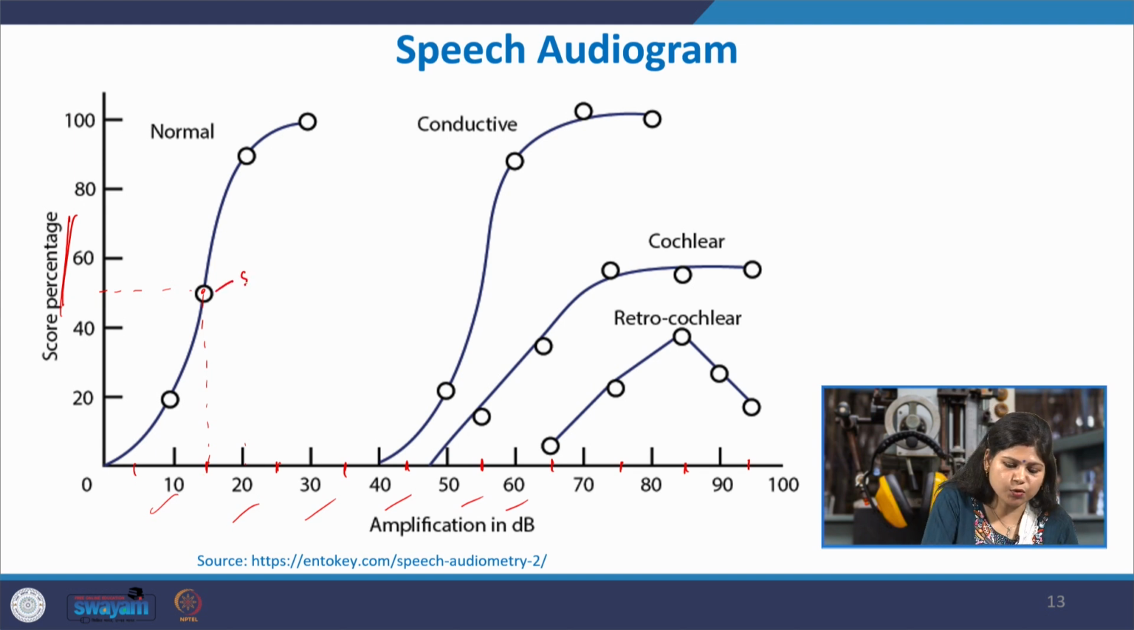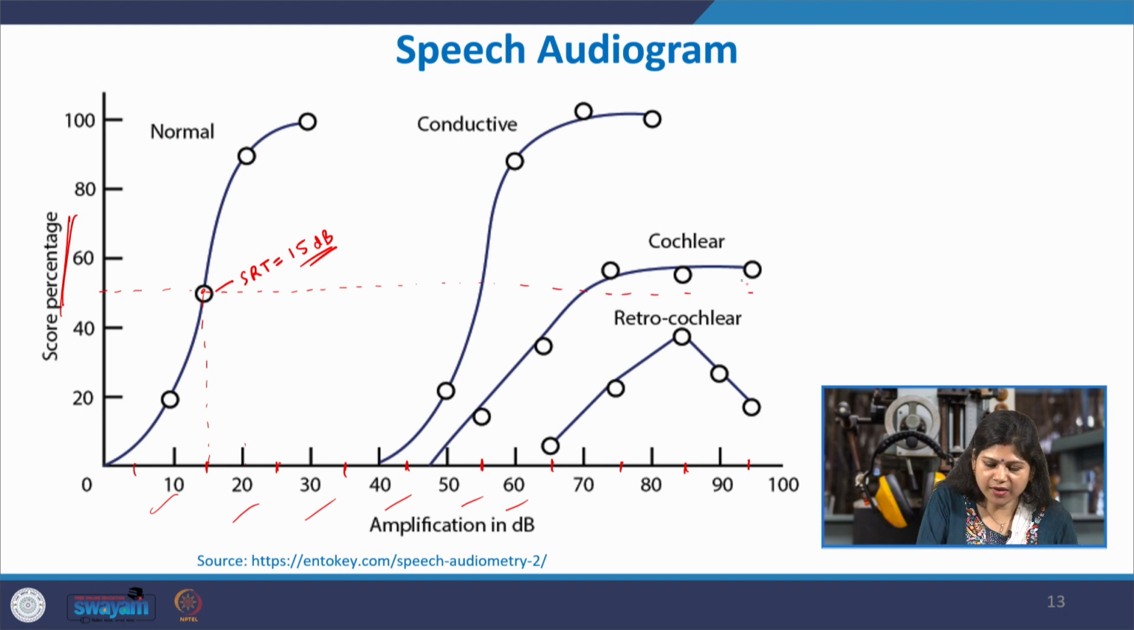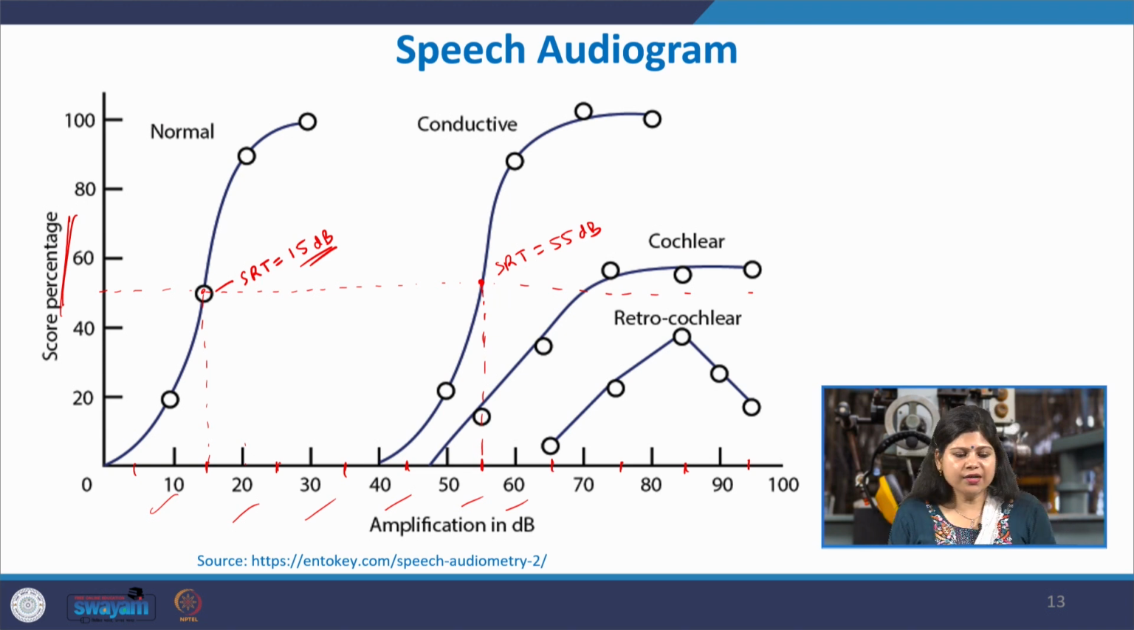So, this would be what? This would correspond to an SRT of 15 decibels. This is the minimum level at which the score reaches 50% or higher, and so on. In the same way, the 50% value for each of these curves can be recorded. Here you can see this corresponds to an SRT of 55 dB. So, only at 55 decibels is that person scoring at least 50%, able to understand or hear at least 50% of the words correctly.